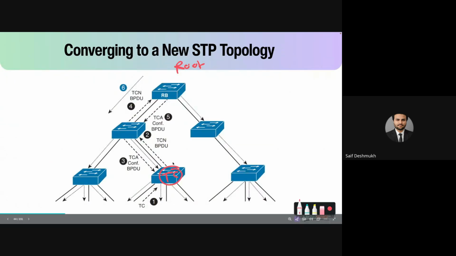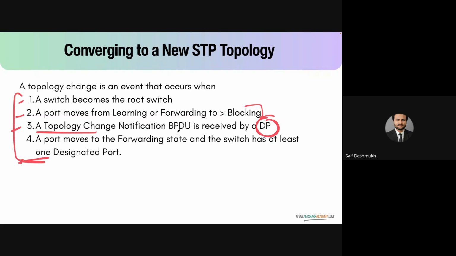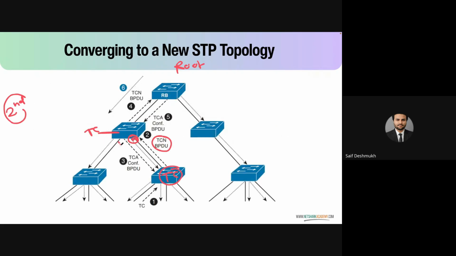Immediately, I will send that second one, you see this, the TCN BPDU. The upper switch, the switch that has a designated port, also triggered the TCN, because the TCN BPDU was received by its DP. So it triggered the topology change. But before it sends it to the upstream switch, it has to do one thing.